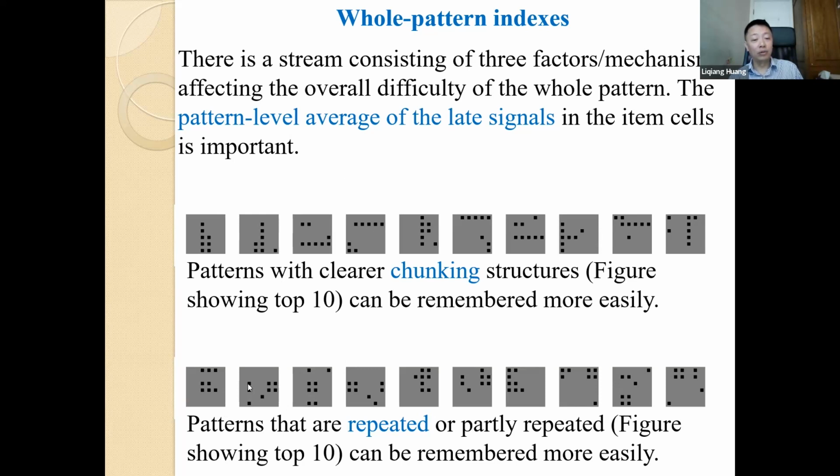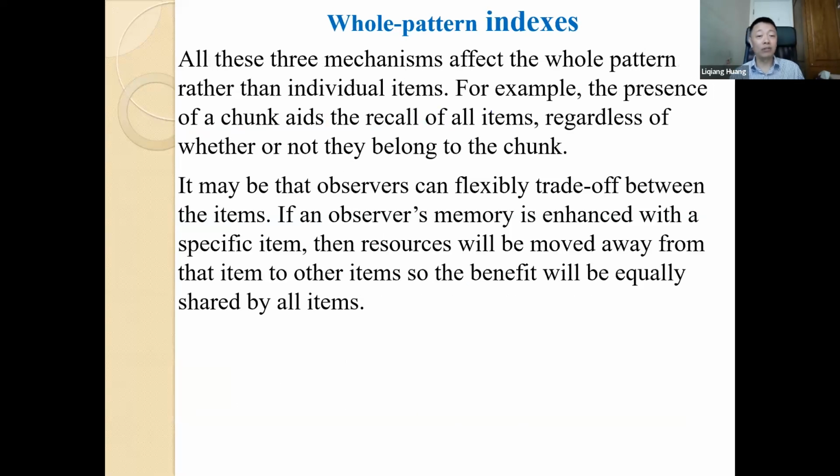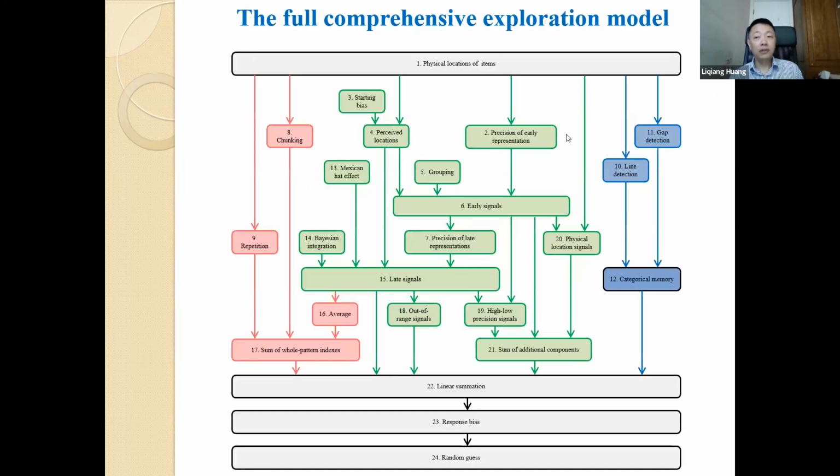What is interesting in all these cases is that it will help all items. For example, here, when this repeats with this, they will be improved. That's obvious. But the interesting thing is that they will also help those to the same extent. The reason is not entirely clear, and I suppose that's because observers can flexibly trade off between the items. If an observer's memory is enhanced for a specific item, then resources will be moved away from that item. So the benefit will be equally shared by items.